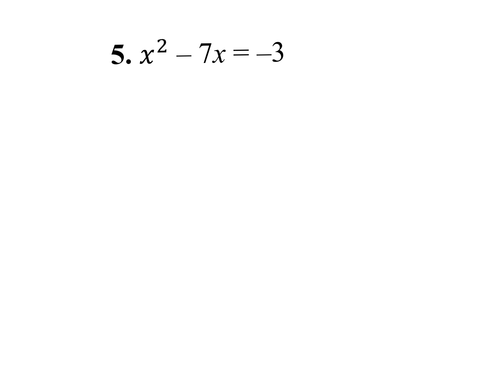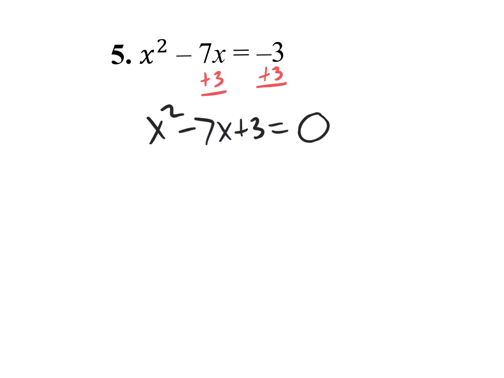If we jump to this problem right here, the equation is not set equal to 0, so that's the first thing you need to do. It doesn't matter if you're trying to graph it to find the x-intercepts, or if you're trying to factor, split, and solve, or even if you're just trying to identify the a, the b, and the c to use the quadratic formula, you need it to equal 0. So you would have to add 3 and add 3, and then you would have x squared minus 7x plus 3 equals 0.